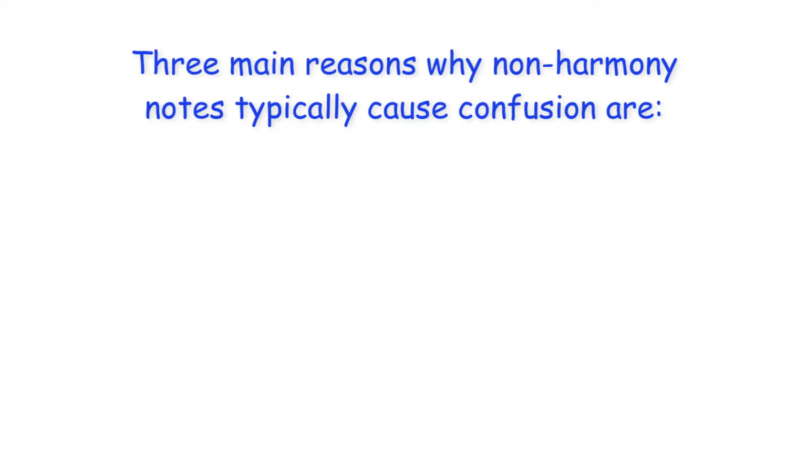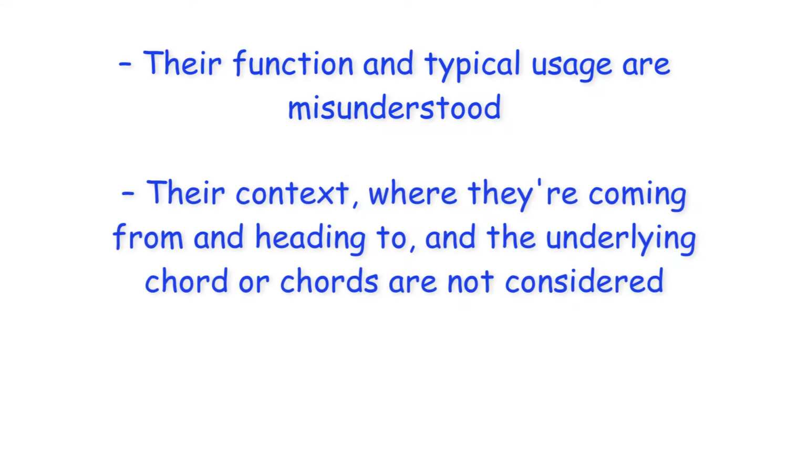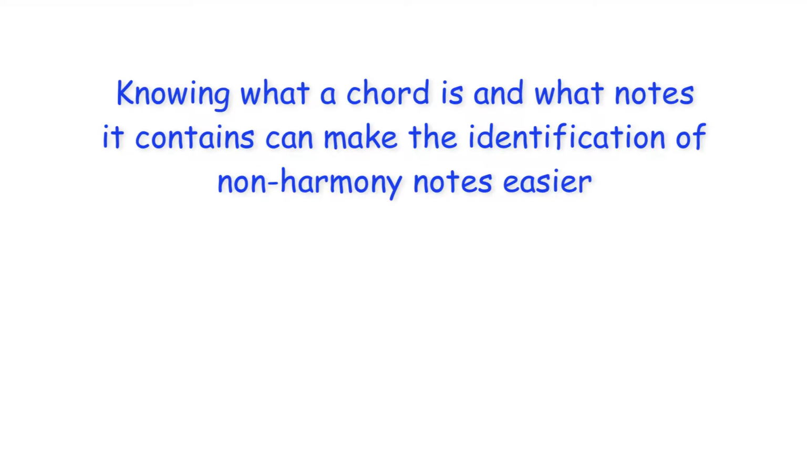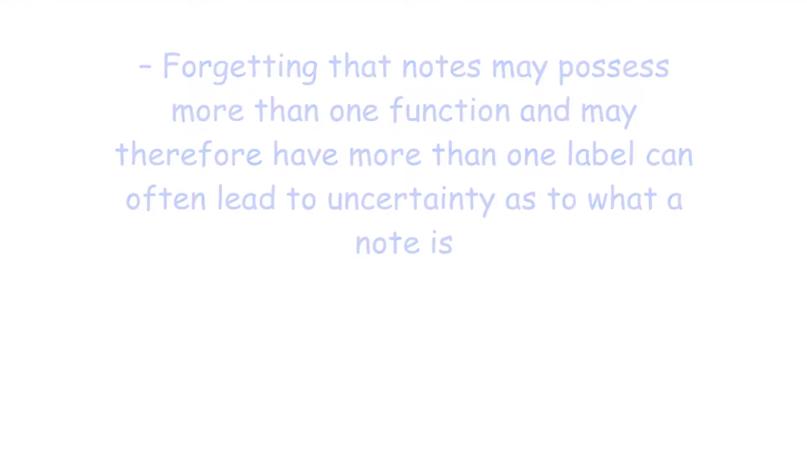Three main reasons why non-harmony notes typically cause confusion are: their function and typical usage are misunderstood; their context, where they're coming from and heading to, and the underlying chord or chords are not considered. Knowing what a chord is and what notes it contains can make the identification of non-harmony notes easier. And finally, forgetting that notes may possess more than one function and may therefore have more than one label can often lead to uncertainty as to what a note is.